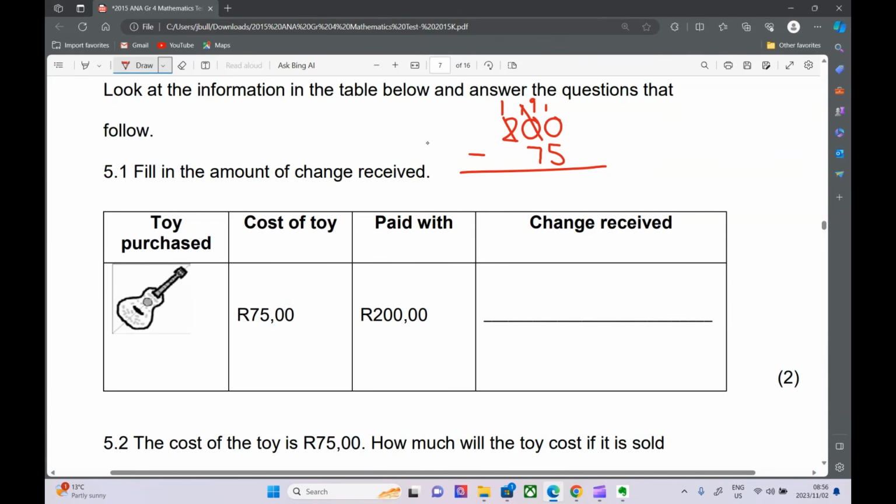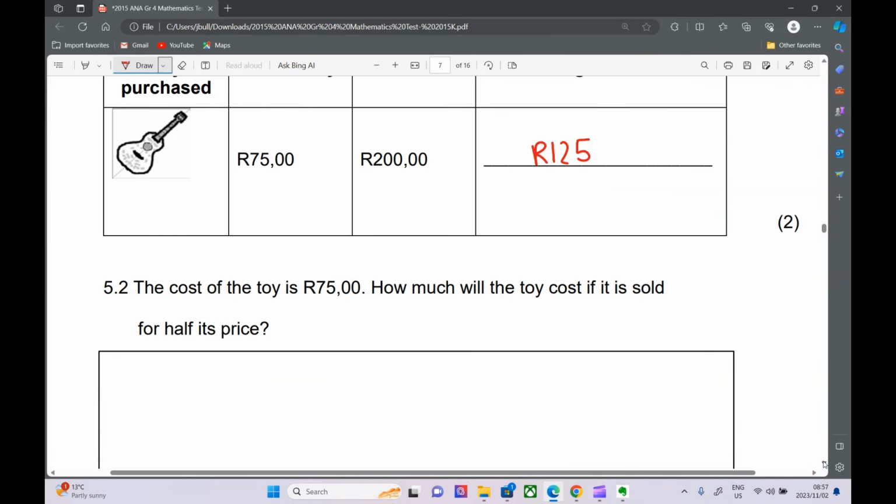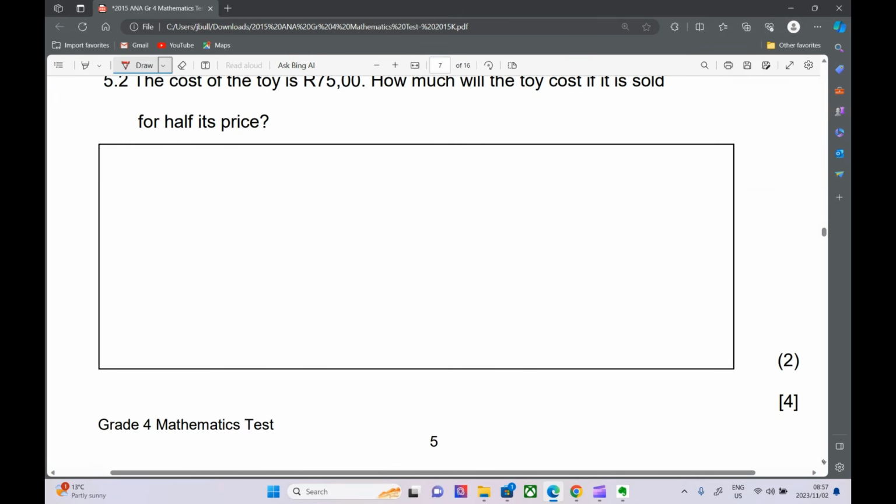And this is 10. 10 take away 5 is 5. 9 take away 7 is 2. And 1 take away nothing is 1. So we can see we are going to get 125 Rand in change. If we then look at the next question, they say, the cost of the toy is 75 Rand. How much would the toy cost if it is sold for half of its price?